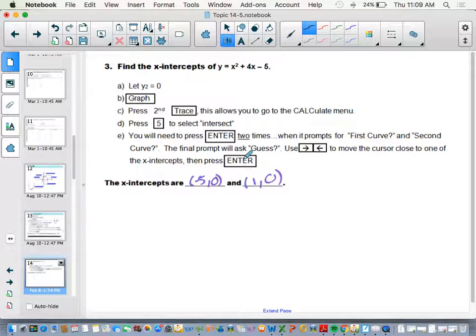Okay. What'd you get? Did you get the other one? Does that make sense? So you find one, and then you scroll close to the other one and find the other one. Are we okay? We can do this for every single one.